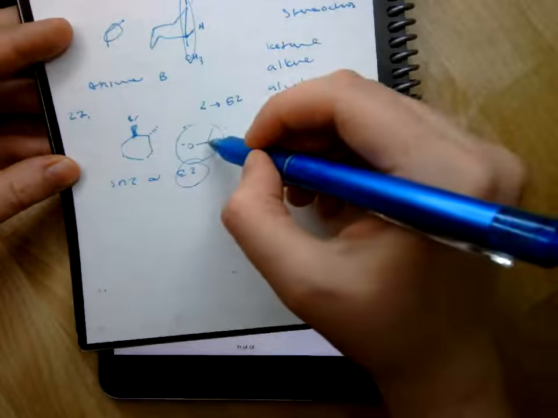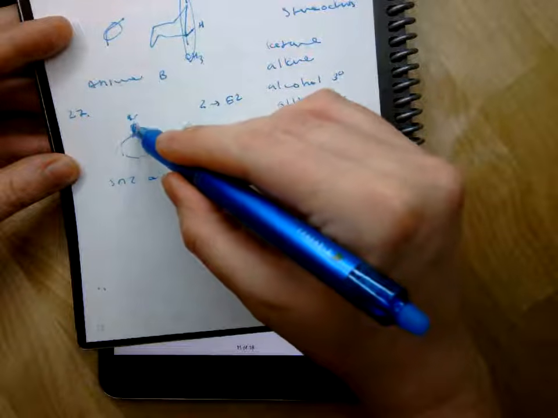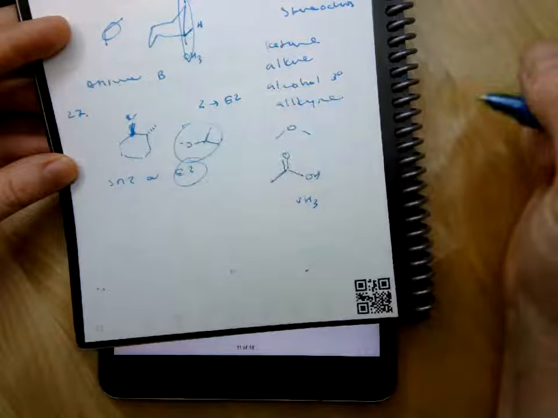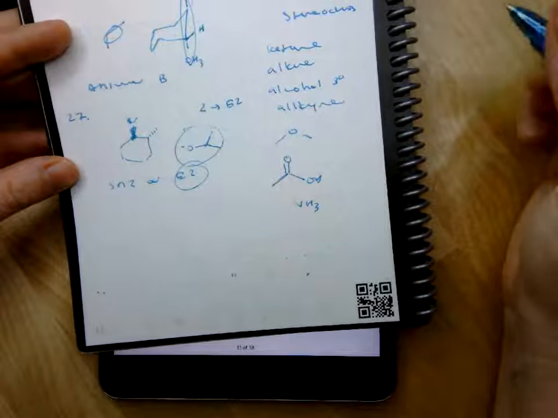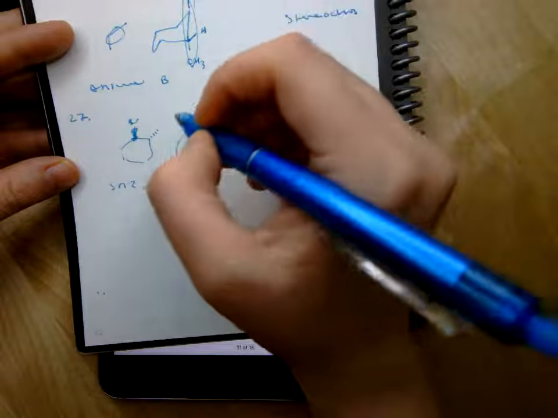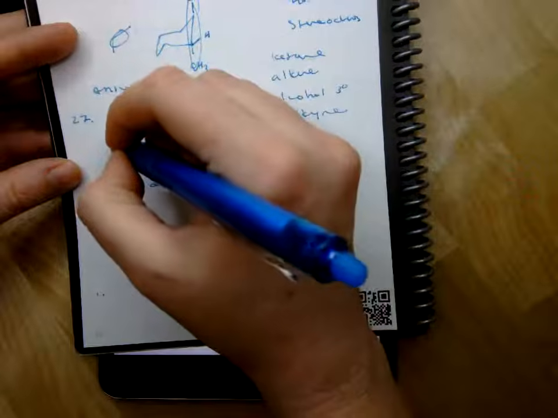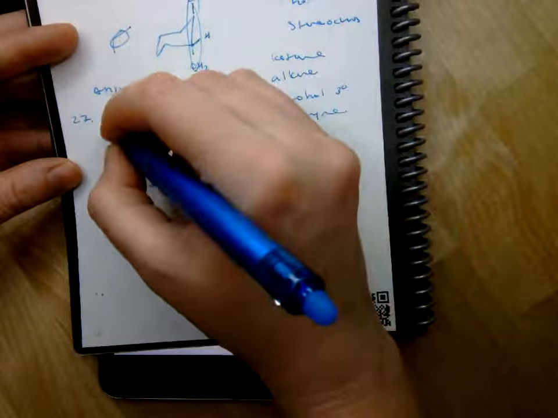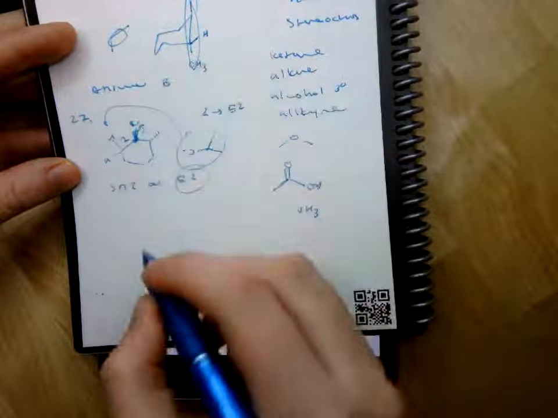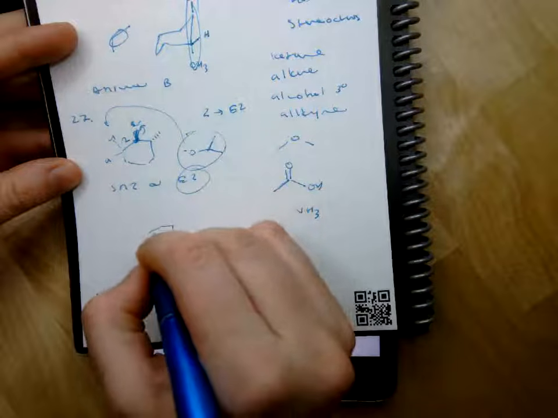And for me, this being bulky-ish, this being secondary right next to a tertiary, that makes me think it's sterically hindered, and the E2 product's going to be favored. Also, because this is bulkier, I think it's going to favor the Hofmann product.